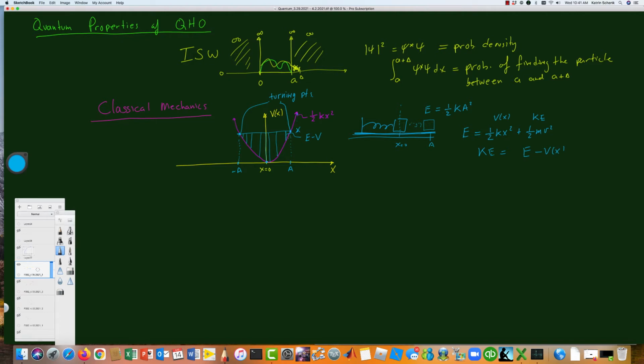It can't be outside the turning point. So wherever you started off, you could start it off over here at A, it's going to go back and forth like this and never pass that pink line. Keep that in mind. That's how classical physics works.